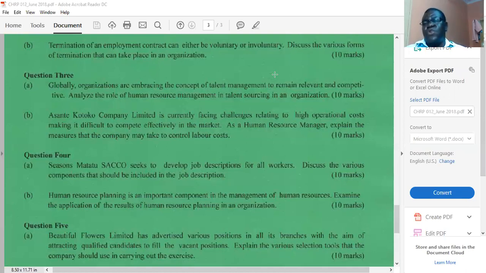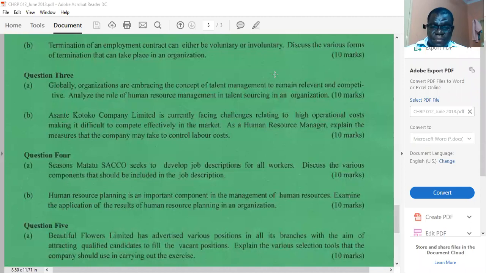Reporting relationships, to whom do you report? To whom do you report as a job holder? What are the working conditions around which the job holder will operate? What are the job hazards? What are the machinery and equipment that the job holder uses in executing their function? Components to be included in a job description. Is that clear? Yes.